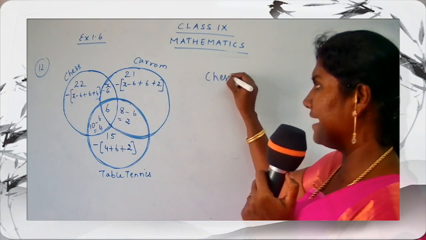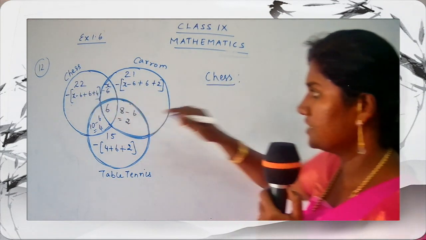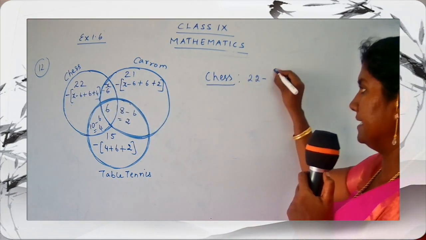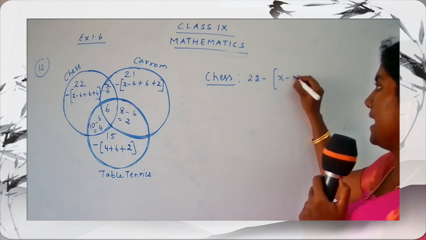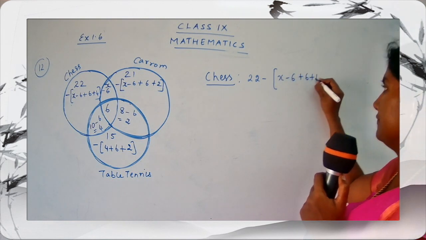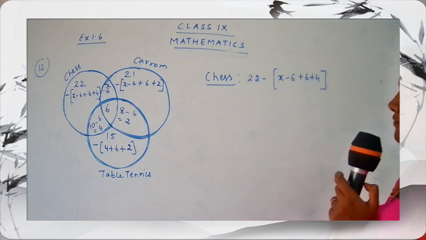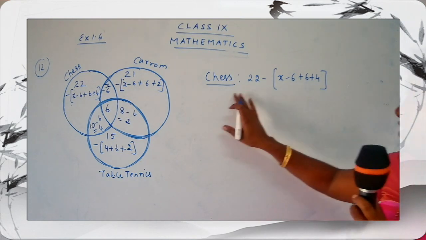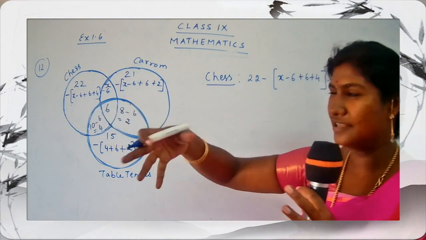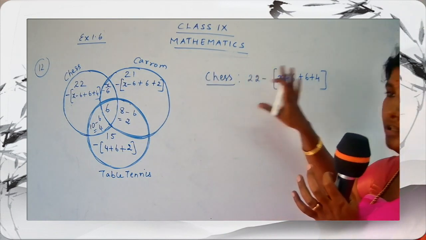I am just going to find out the value for chess. Okay. What is given in chess? 22 minus x minus 6 plus 6 plus 4. What do you have for chess? Because I did not get the value. Yes, children, here you have x and you have so many things. So I am just going to do it separately.